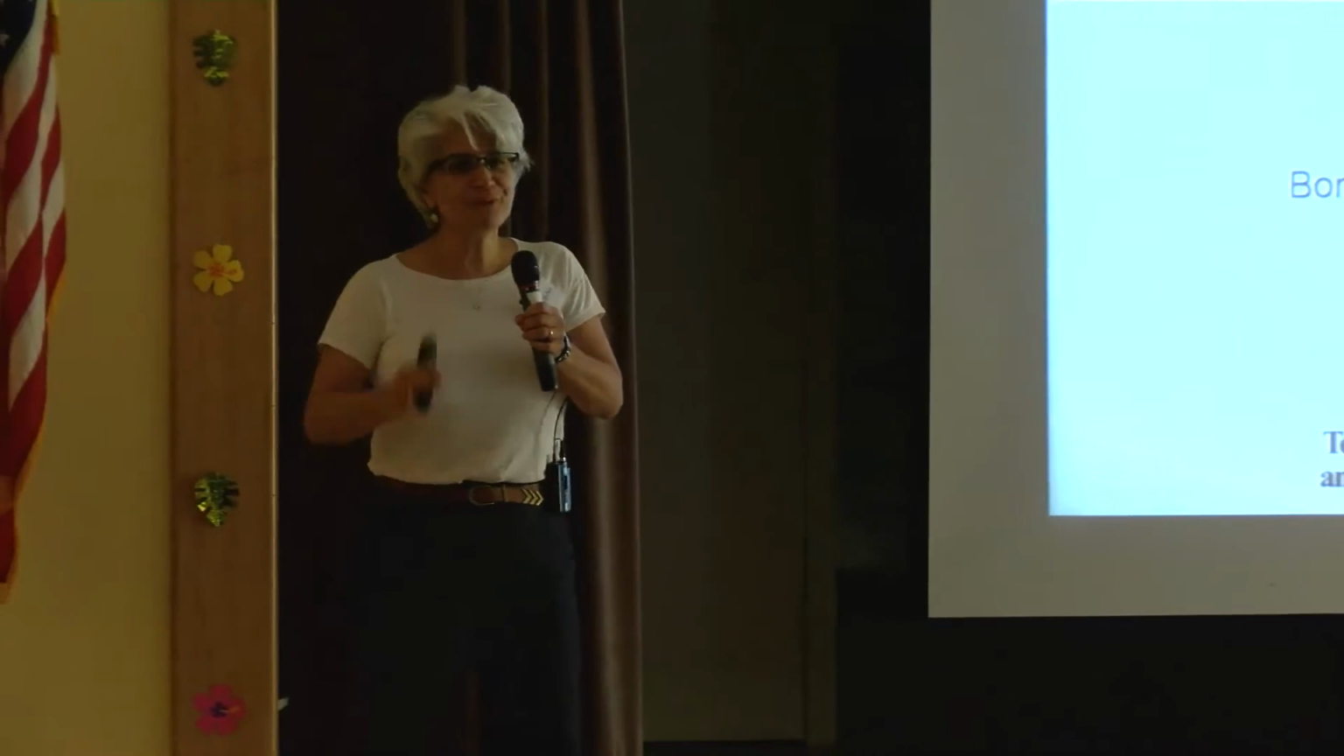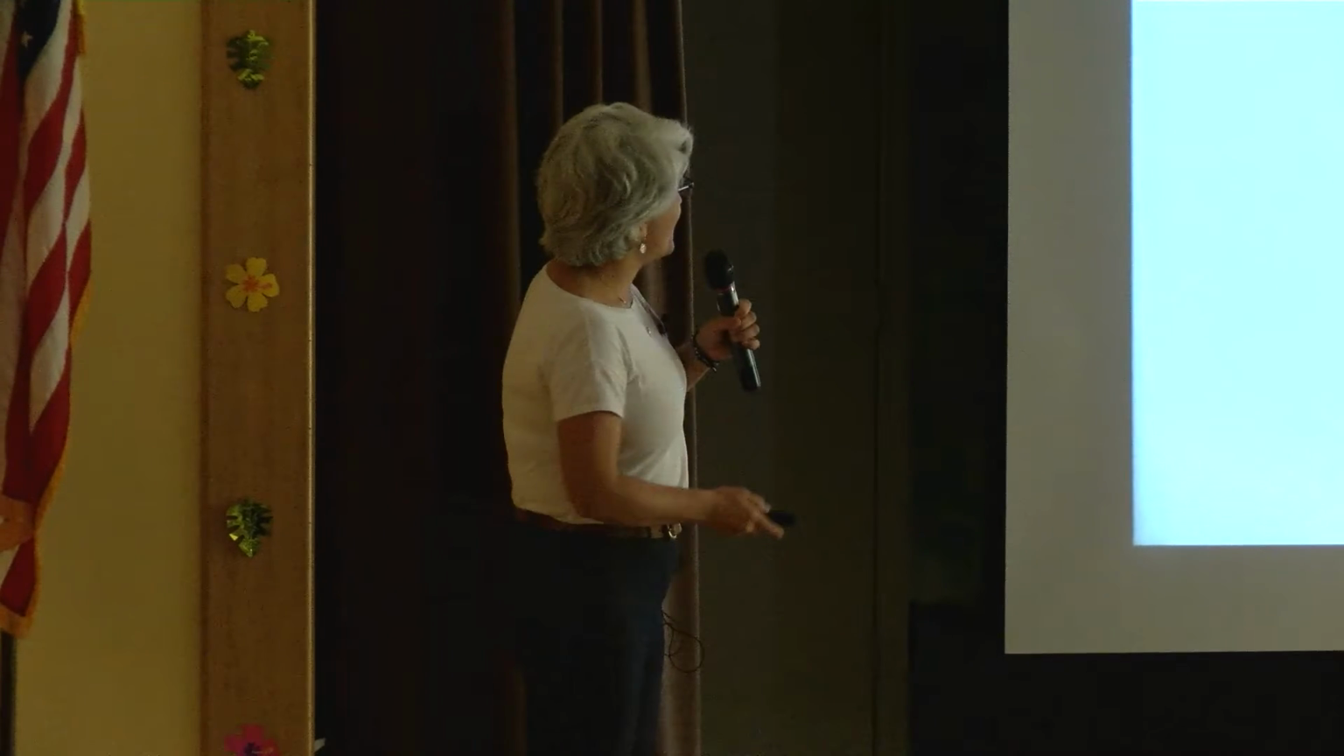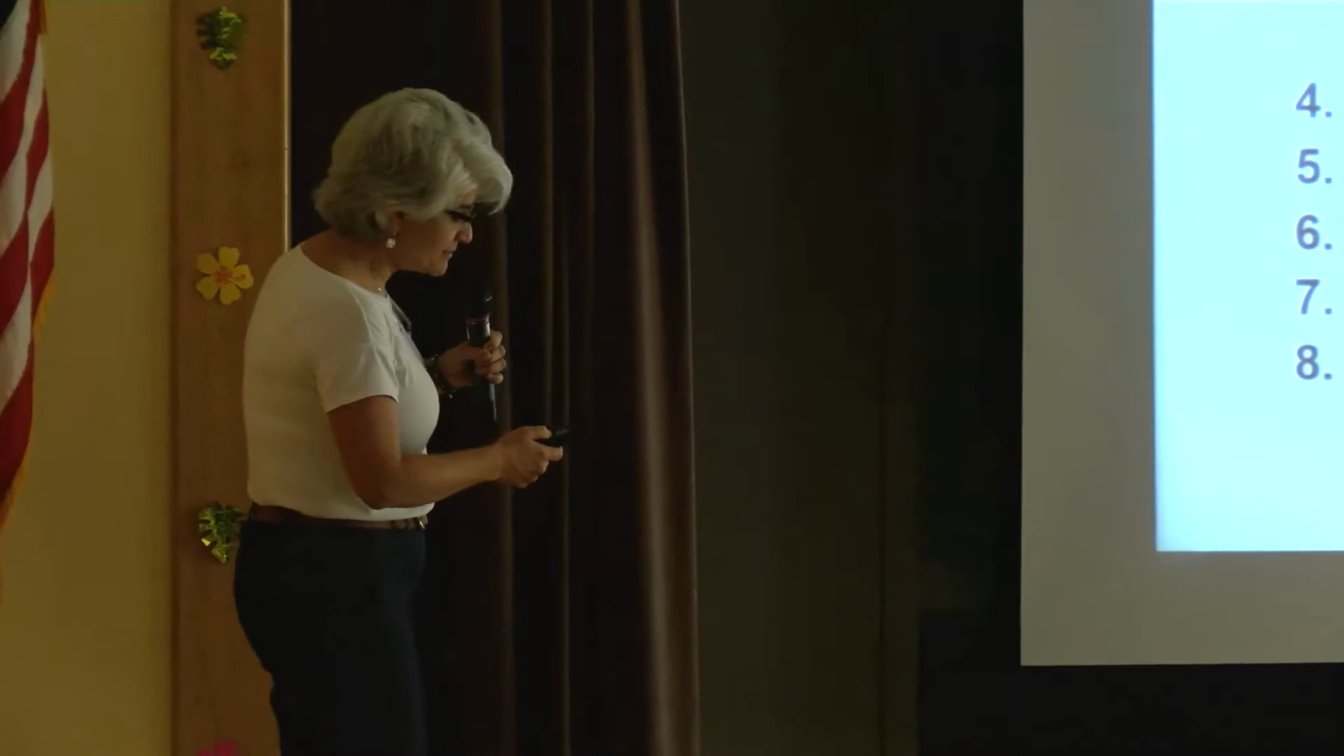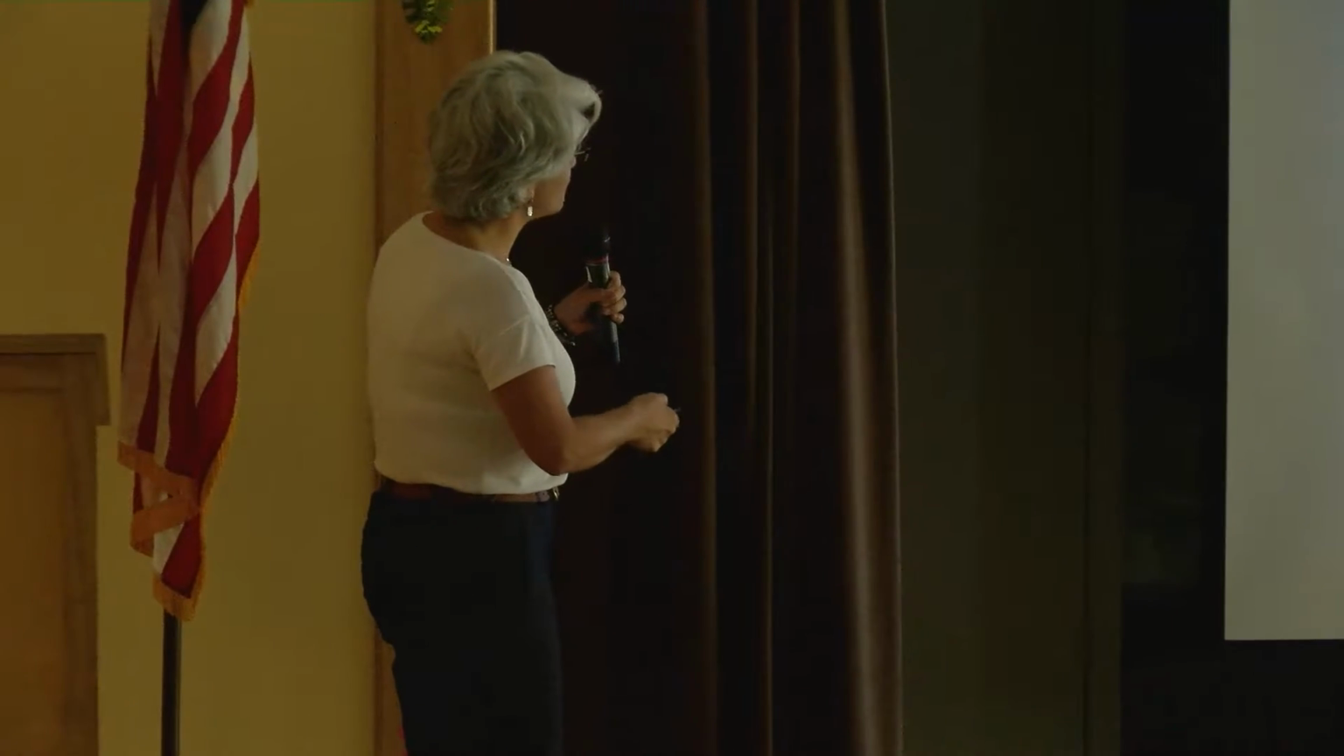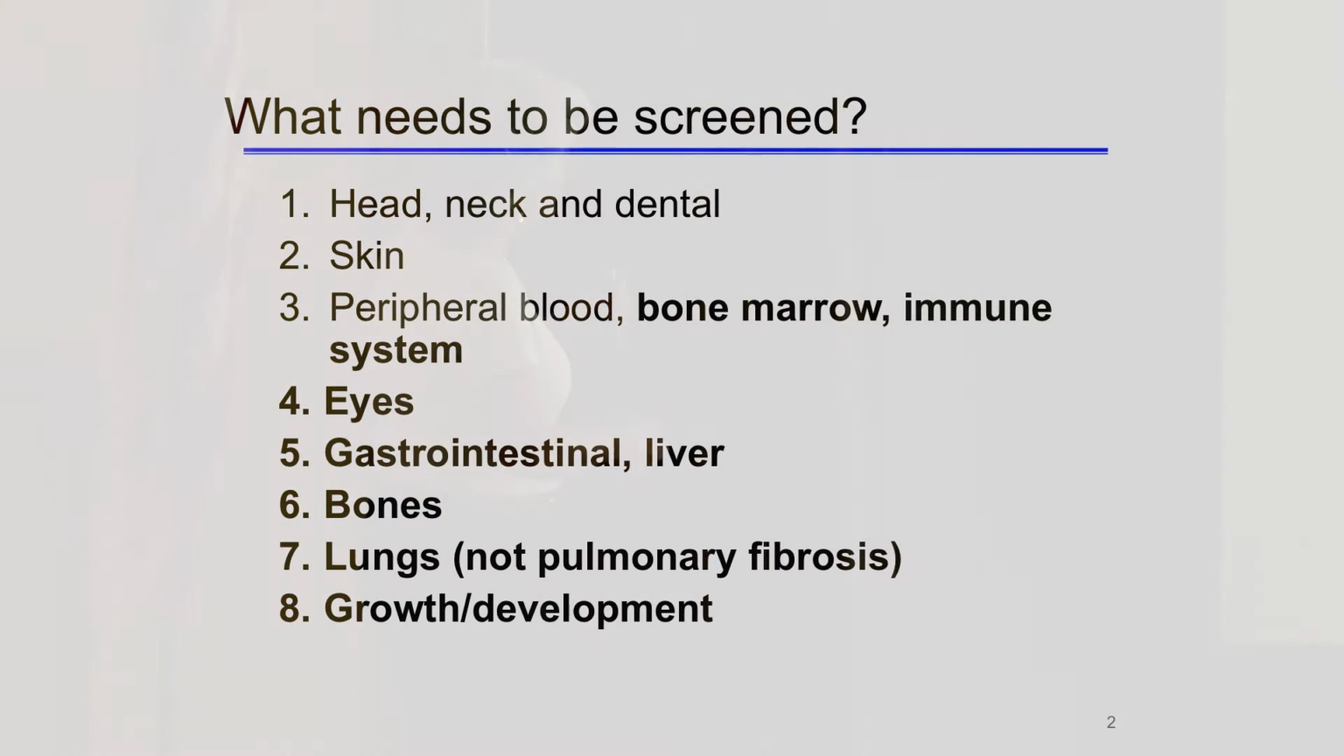So we're on part 2. Last time I told you there were several areas that we needed to screen. And we were in the middle of talking about bone marrow problems. We didn't get to myelodysplastic syndrome, and I'm going to touch on that briefly now. And we're going to talk about the immune system and some of these other systems, which I think are important for us to know about.